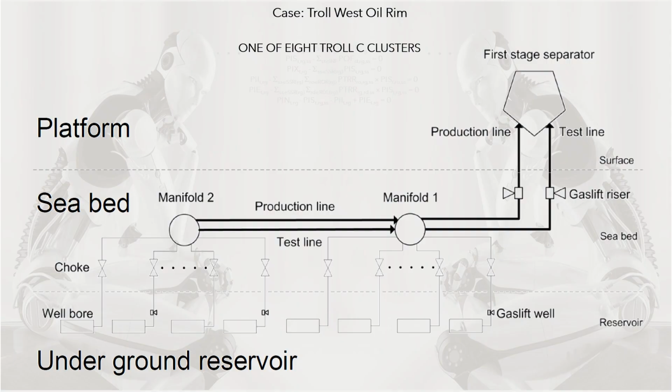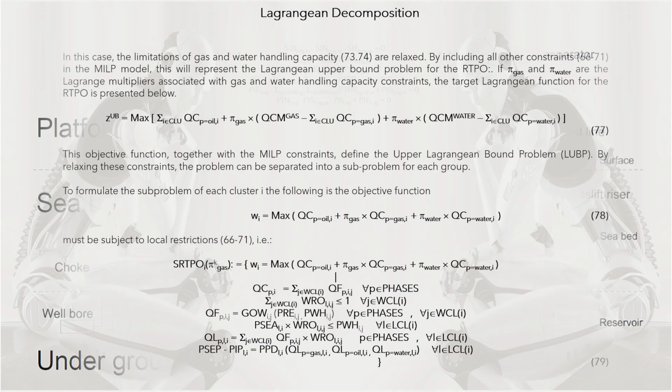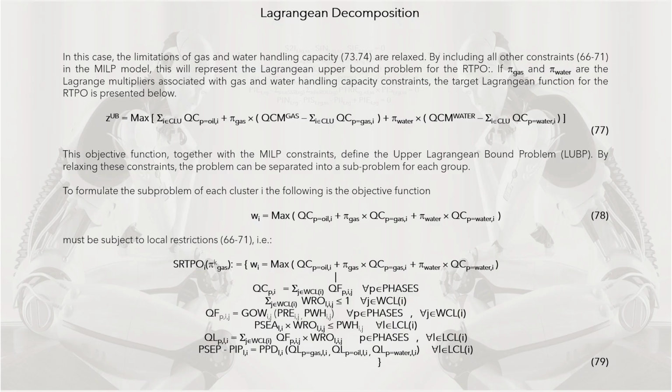The diagram presents one of the 8 groups of Troll. In this case, the limitations of gas and water handling capacity are relaxed. By including all other constraints in the MILP model, this will represent the Lagrangian upper bound problem for the RTPO. If pi gas and pi water are the Lagrange multipliers associated with gas and water handling capacity constraints, the target Lagrangian function for the RTPO is presented below. The objective function, together with the MILP constraints, define the upper Lagrangian bound problem, LUBP. By relaxing these constraints, the problem can be separated into a subproblem for each group.